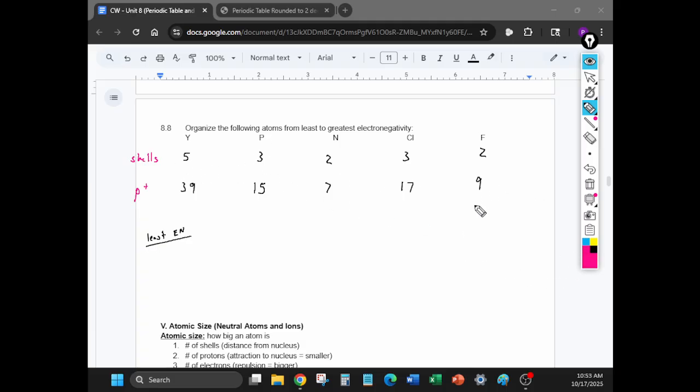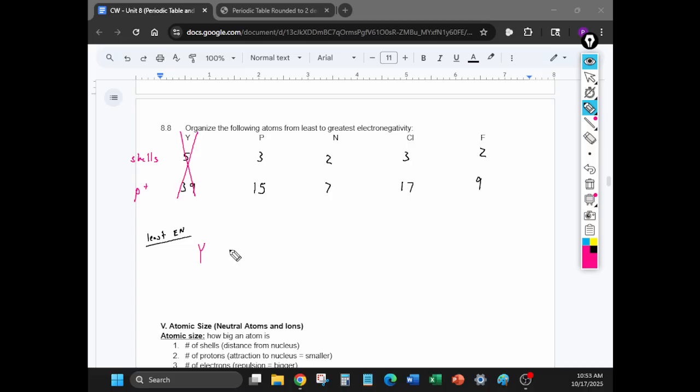Now the shells are going to determine which one is the least electronegative. We said more shells means less electronegative. Yttrium has the most shells, so yttrium is going to be the least electronegative. And we're done with this. Makes it pretty simple. It's the one that is the outlier. It has the most shells.